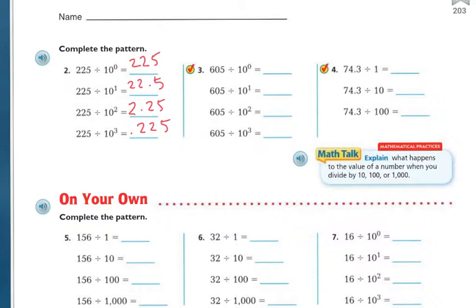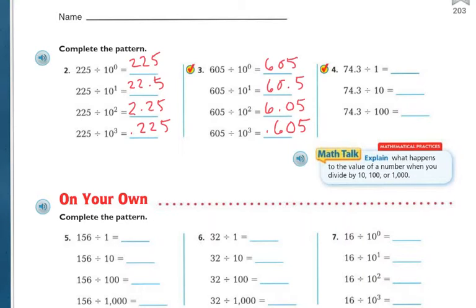Let's do the next one. 605 divided by the 0 power of 10. It's going to remain 605, because that's like dividing it by 1. The first power of 10 is going to give me 60.5, because I'm moving my decimal over one space. The second power of 10, I'm moving it over 2 spaces, so it's going to be 6.05. The third power of 10, I'm moving it over 3 spaces, so it's going to be 0.605.